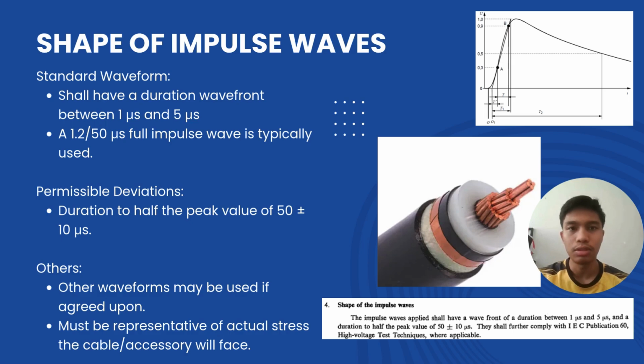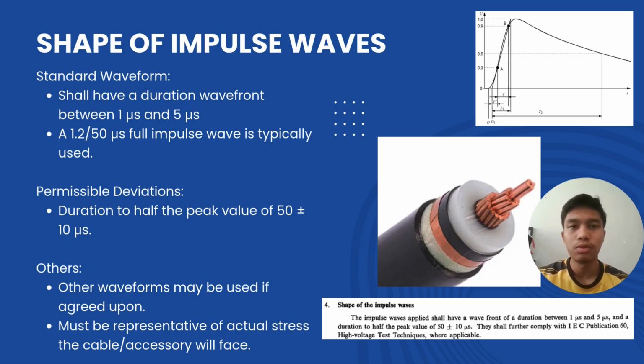According to the standards, Clause 4 and Clause 5 specifically address the shape of the impulse wave and calibration of the impulse generator. Clause 4 describes the required shape of the impulse wave used during testing. They shall have a wavefront duration between 1 microsecond and 5 microseconds.